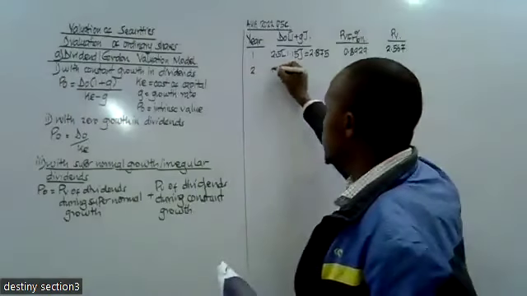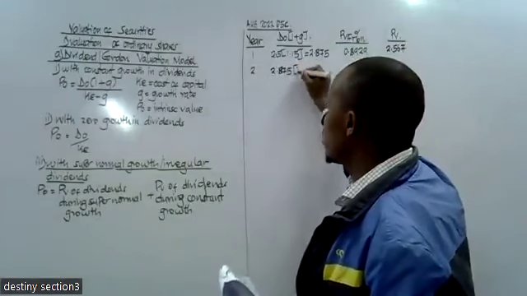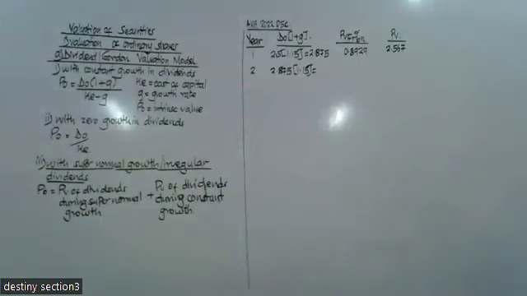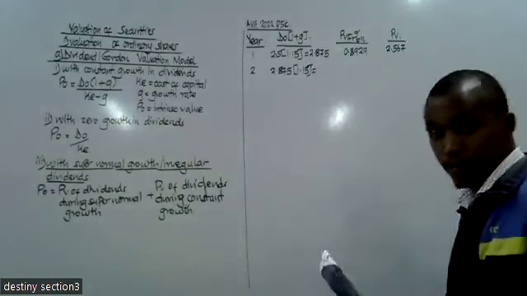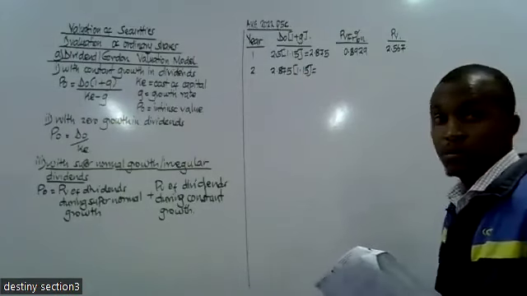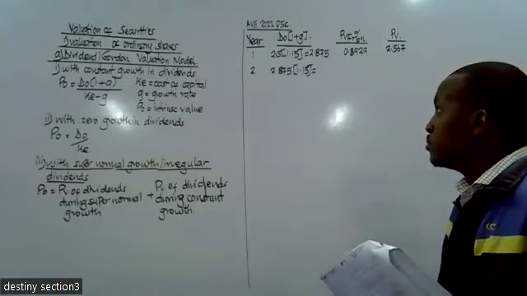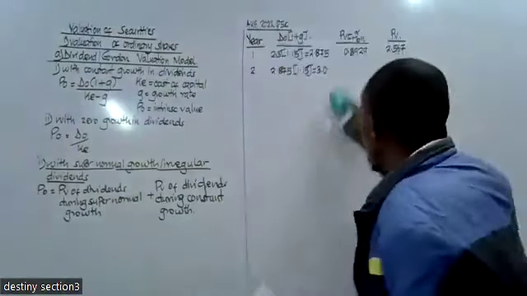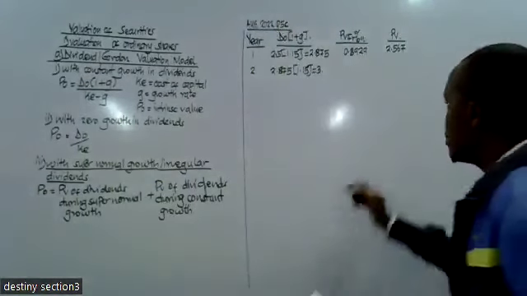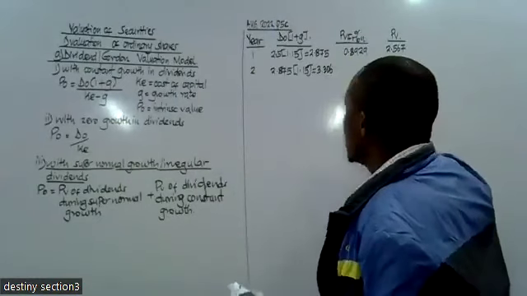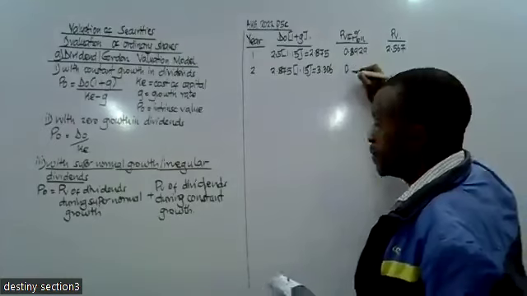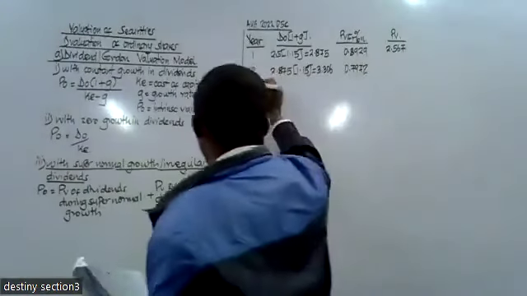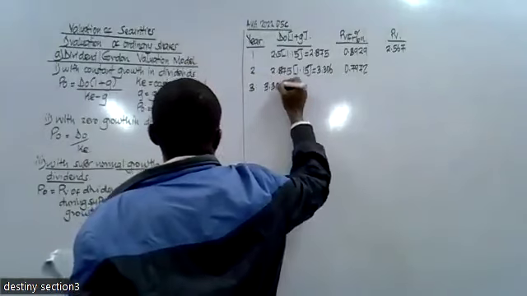The dividend in the second year will be 2.875. It is still growing by 15%. So it is 3.306. The discounting factor is 0.7972.